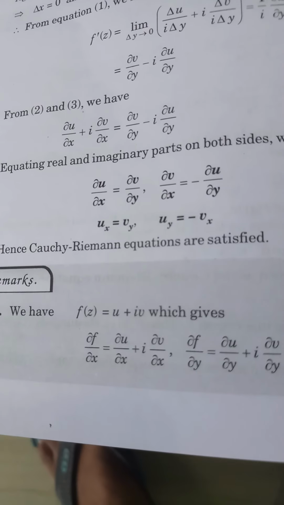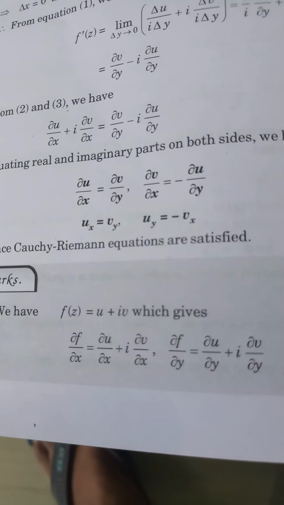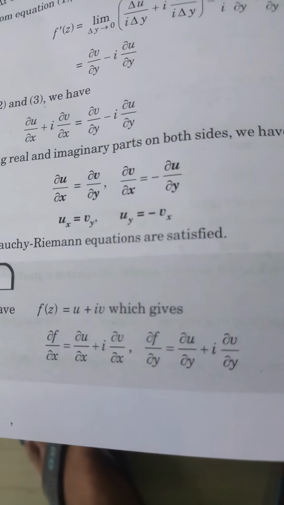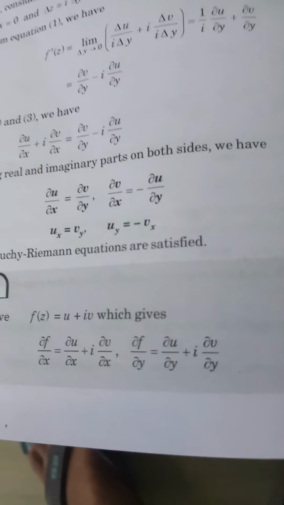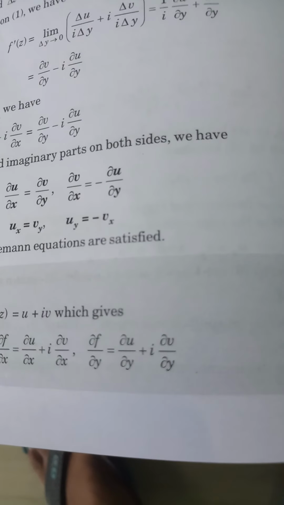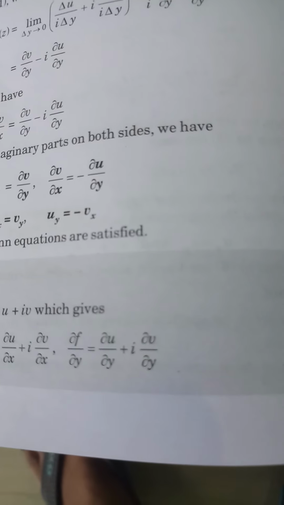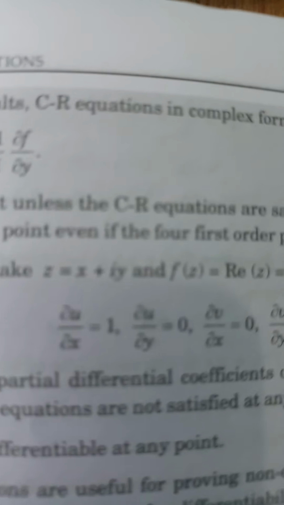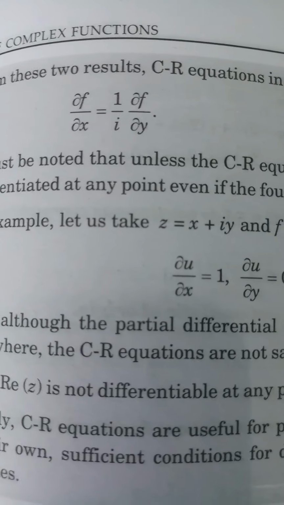Remarks: if we have f(z) equal to u plus iota v, we partially differentiate it: curly f by curly x equal to curly u by curly x plus iota curly v by curly x, curly f by curly y equal to curly u by curly y plus iota curly v by curly y. From these two results, CR equations in complex form can be put as curly f by curly x is equal to 1 by iota curly f by curly y.